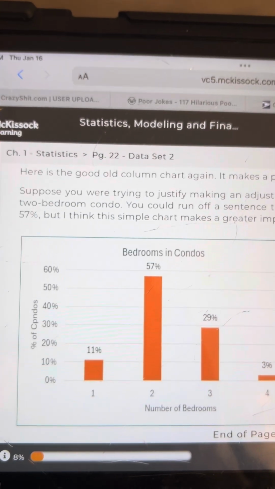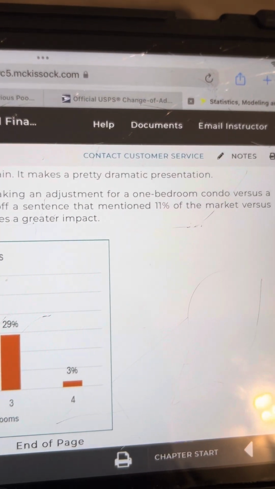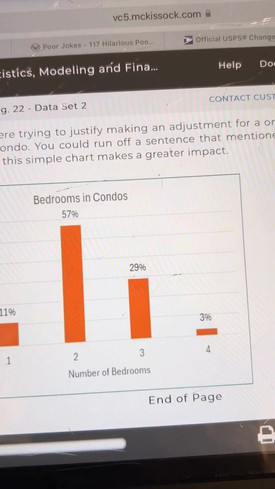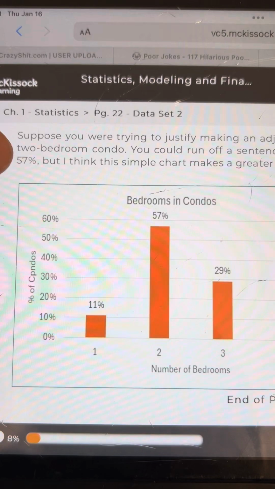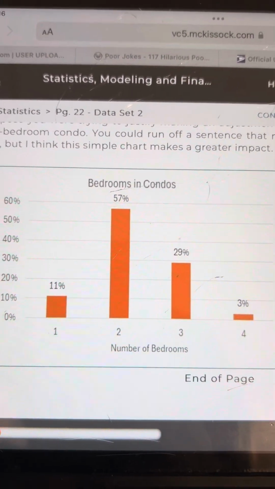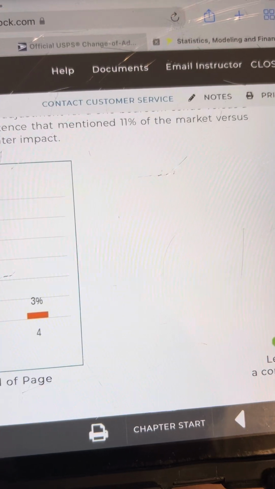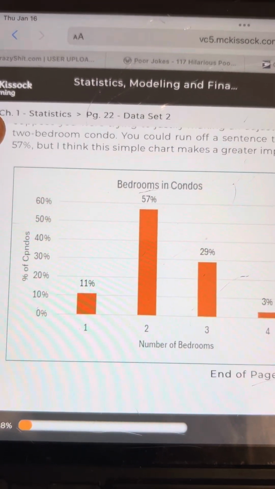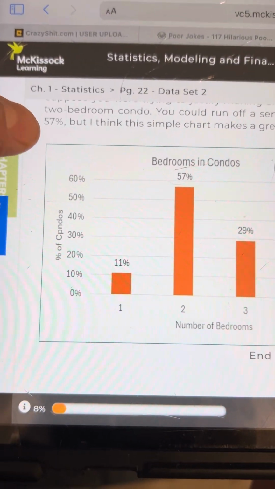Column chart. Here is the good old column chart again. It makes a pretty dramatic presentation. Suppose you were trying to justify making an adjustment for a 1-bedroom condo versus a 2-bedroom condo. You could run off a sentence that mentioned 11% of the market versus 57%. But I think this simple chart makes a greater impact.